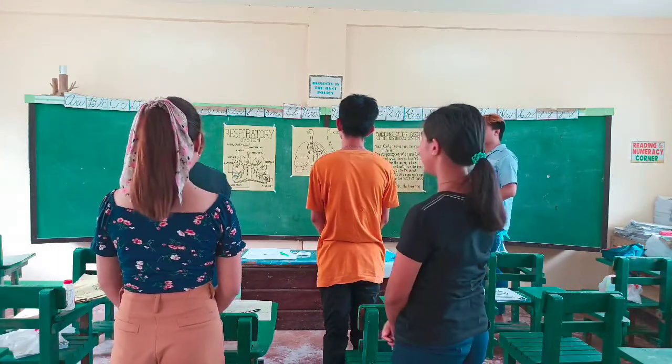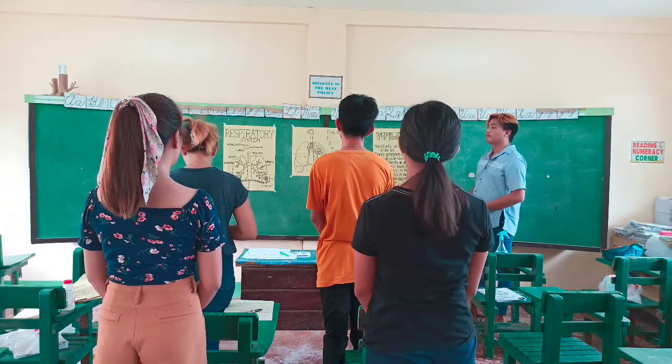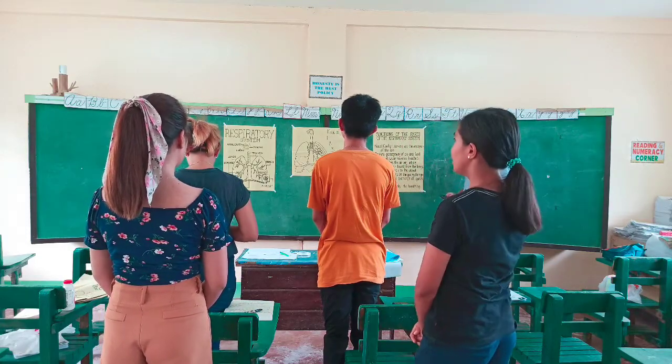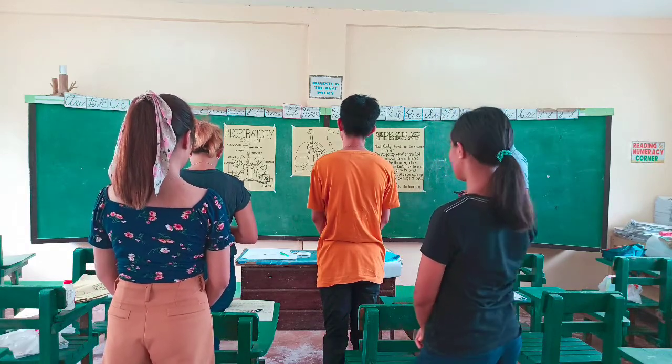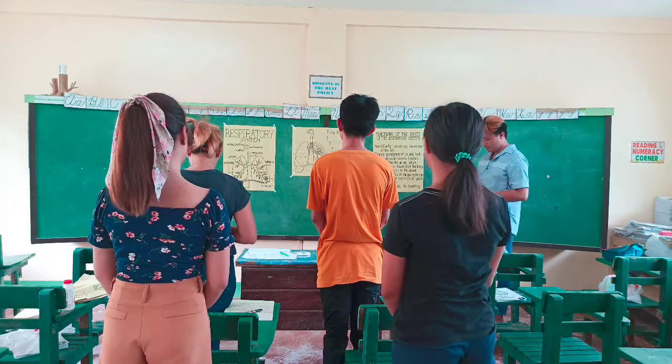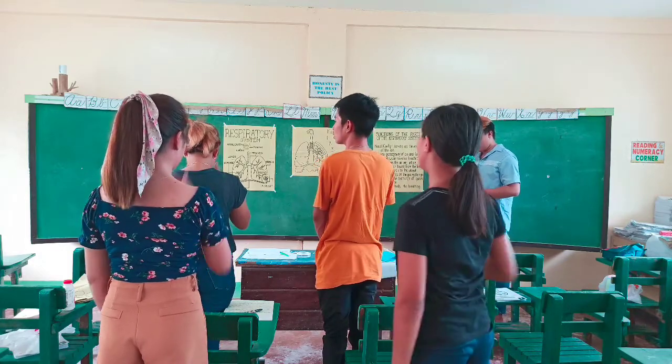Our Father, who art in heaven, hallowed be thy name. Thy kingdom come, thy will be done on earth as in heaven. Give us this day our daily bread, and forgive us our trespasses, as we forgive those who trespass against us. And lead us not into temptation, but deliver us from evil. Amen. Father, Son, and Holy Spirit.